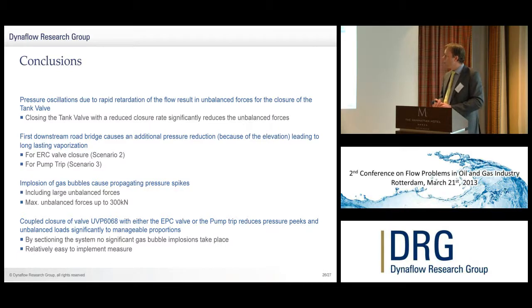The pressure oscillations propagate rapidly and result in high unbalanced forces. The road bridges had problems with these unbalanced forces and could not withstand them, so different types of solutions had to be found, and the coupled operation of these valves could diminish the unbalanced load significantly, and therewith make it an easy way, without many capital costs, to make it a safe system to operate.